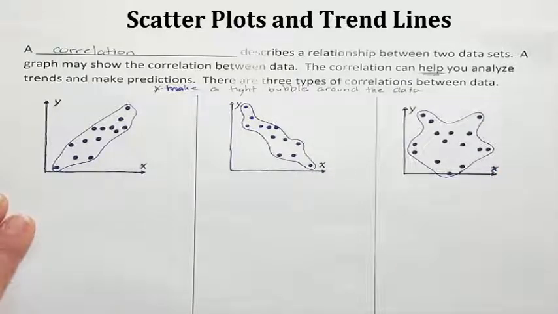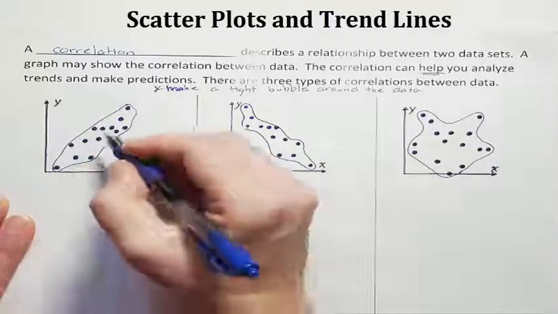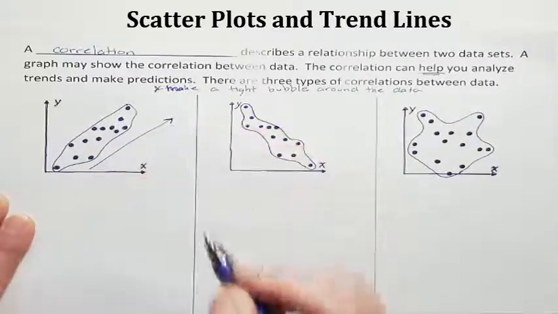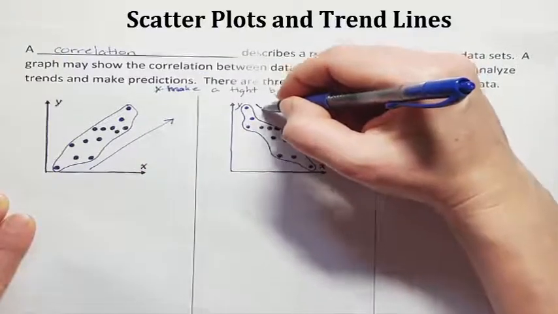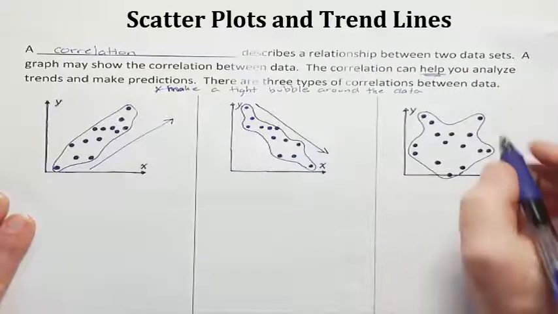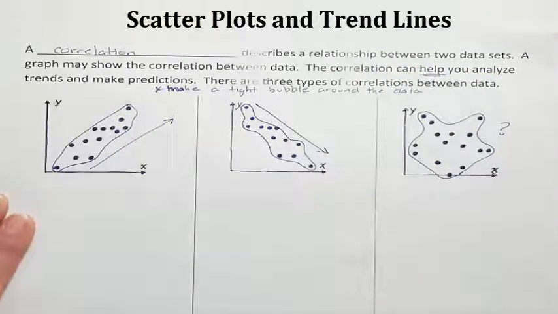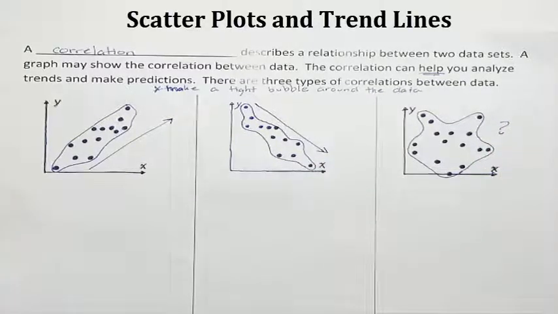Now looking at your tight bubble, because we read graphs from left to right, I can see that this one tends to go this way. Reading this tight bubble from left to right, it tends to go this direction. This tight bubble, I don't see any direction on it at all. I'm actually kind of confused by him. He looks like a blob, like an amoeba.